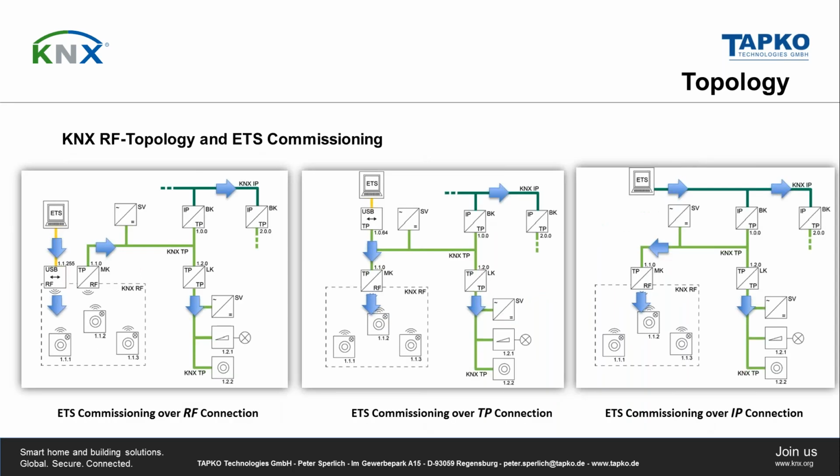Other possibilities: on the left side you see what I was talking about before. You connect your ETS with the USB stick from RF, and then you can program your KNX RF devices, but you can also program the TP devices. You can also connect your TP line with the IP router to another IP line, and it's also possible to program from the ETS side to the IP side.